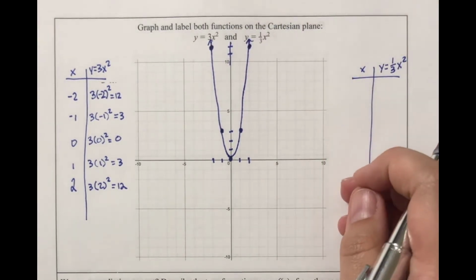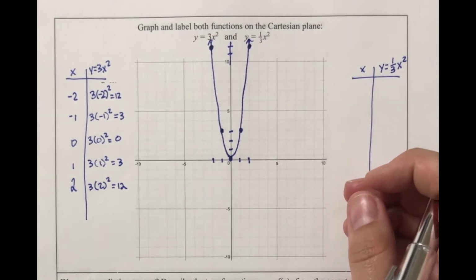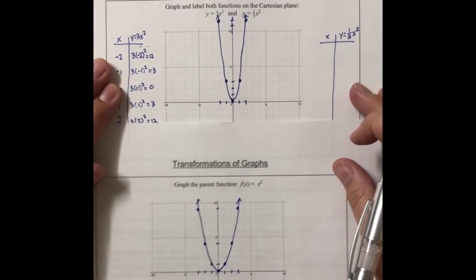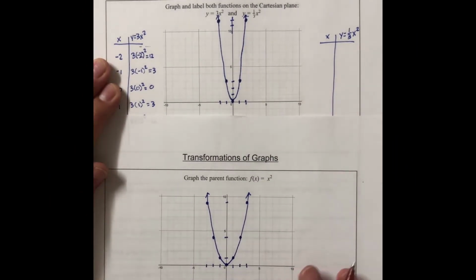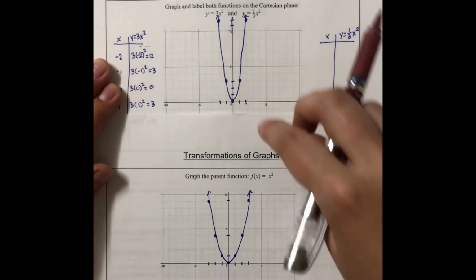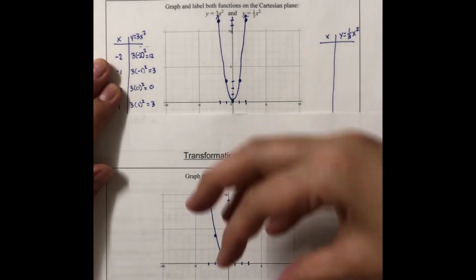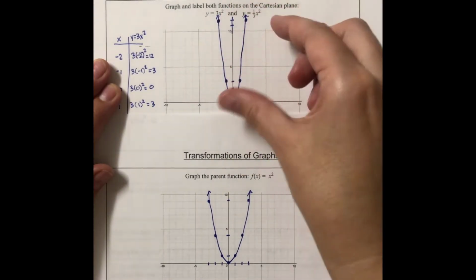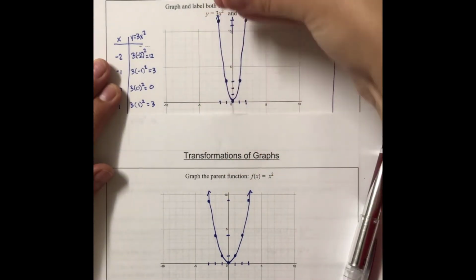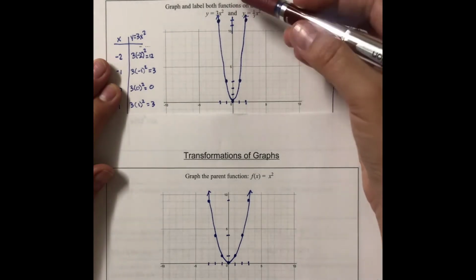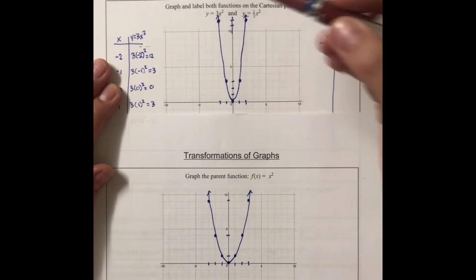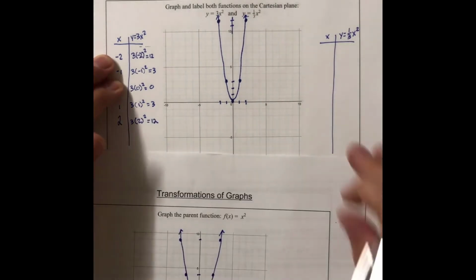Let me bring back the original and compare these two. If you compare these two, this one is looking more narrow. It's like I grabbed this graph and stretched it vertically. This one's thinner, or more narrow, stretching vertically. And that's going to happen anytime you multiply by a value bigger than 1. I'll summarize that in just a moment.